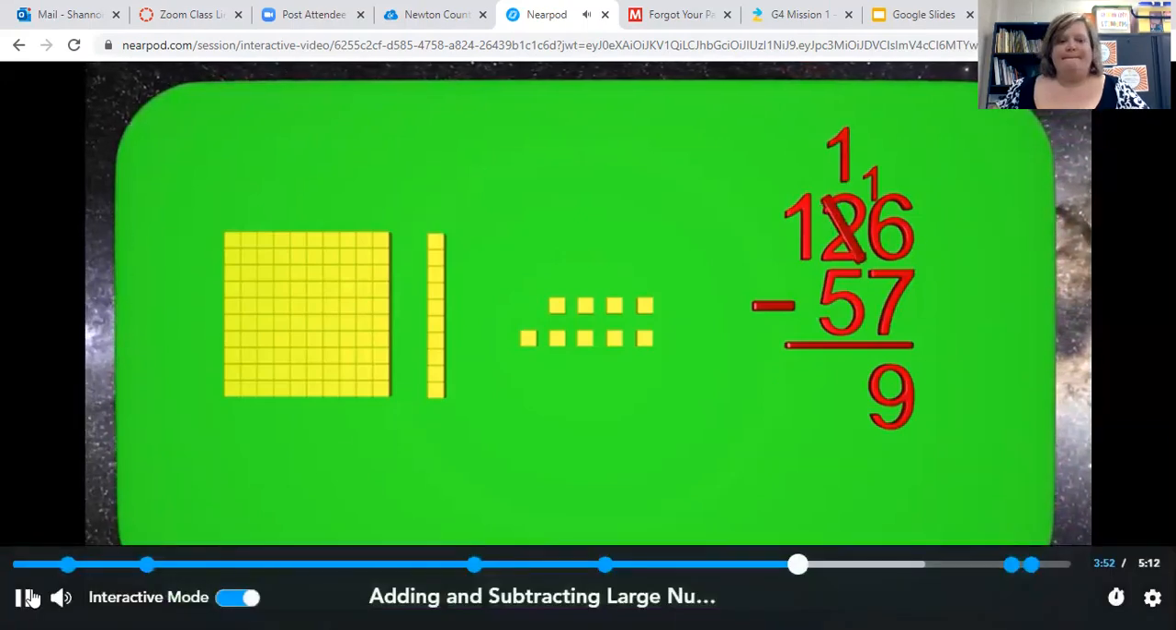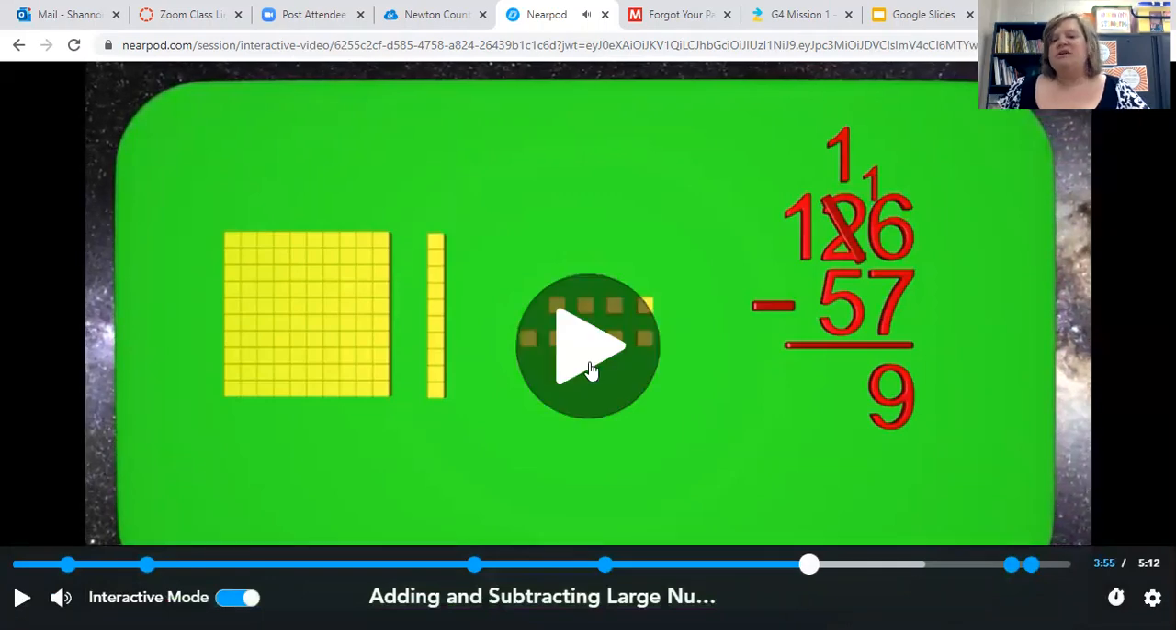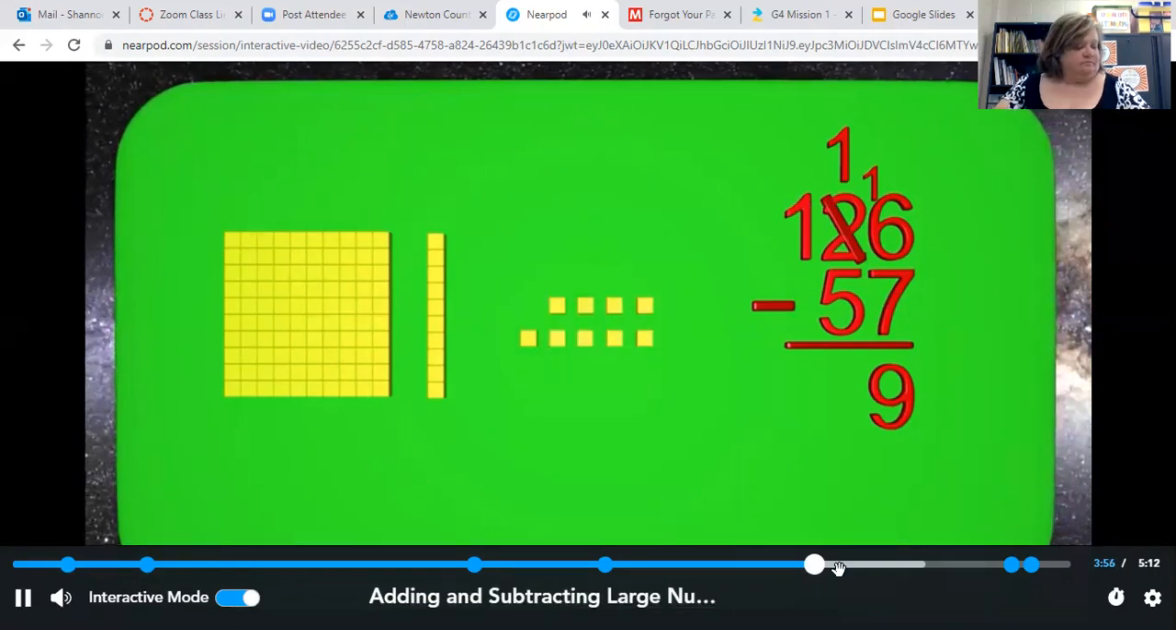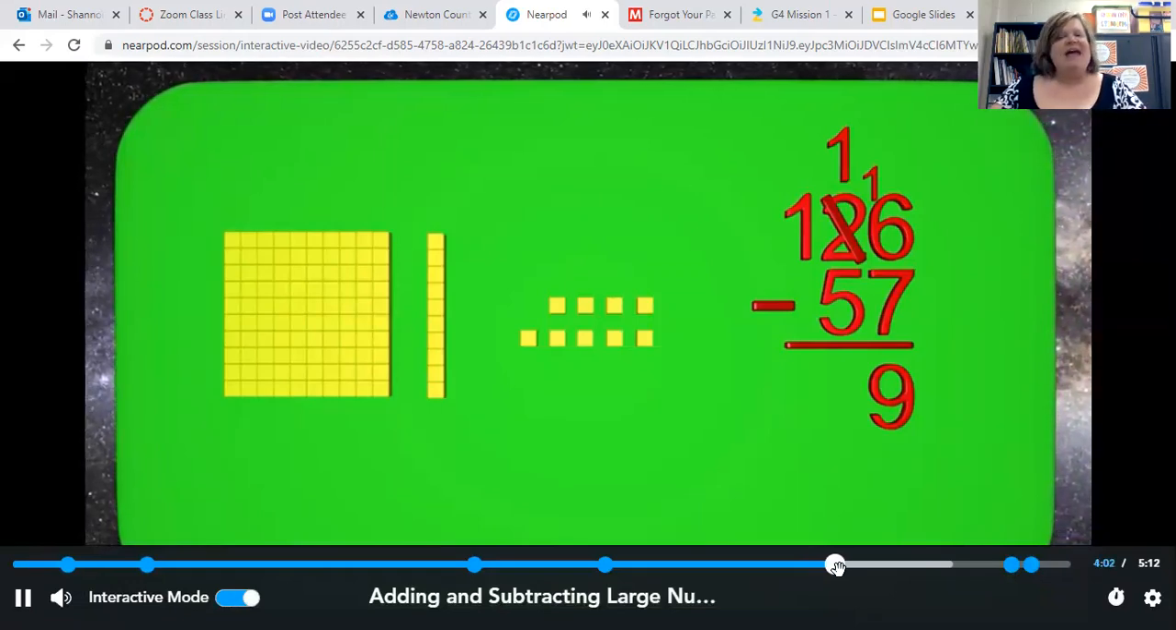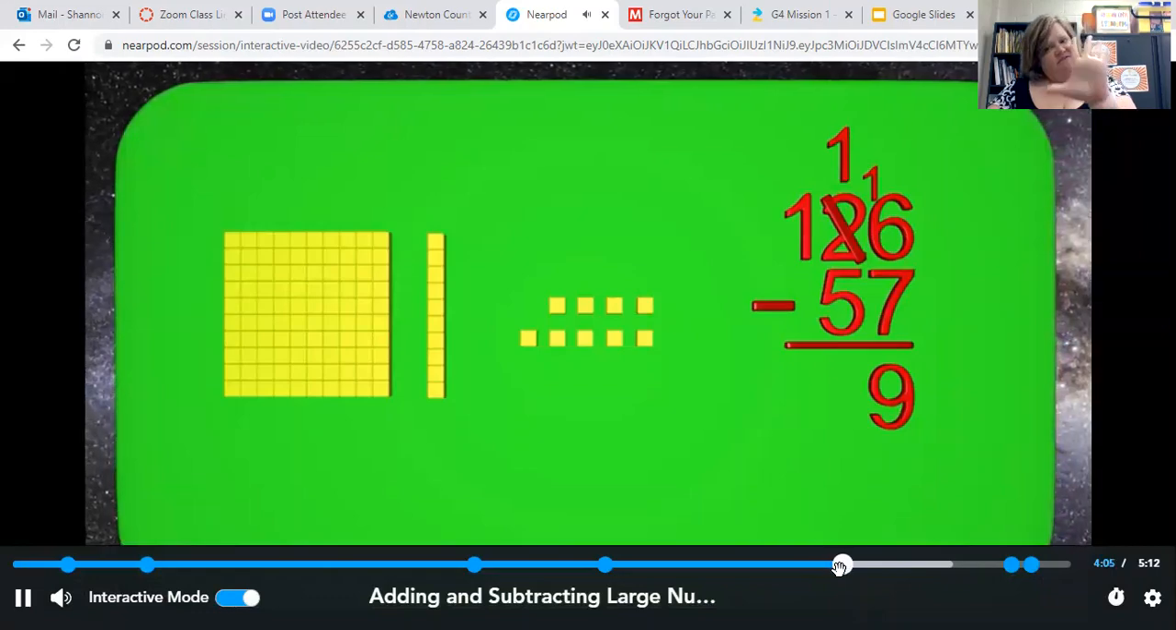We now have 1 tens block, and we need to take away 5 tens. But I want to stop there. When we do that, we call it borrowing. We borrowed 10 and put it in the ones place to take our 7 away. So we don't have 2 tens anymore, we only have 1 ten. Can we do that? No, we cannot have 1 and take away 5.